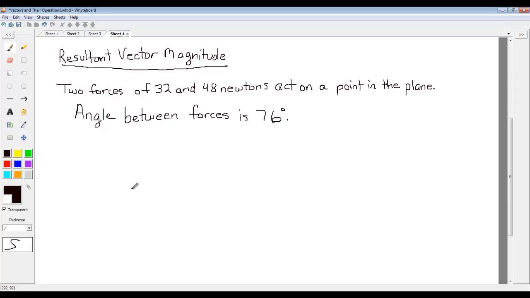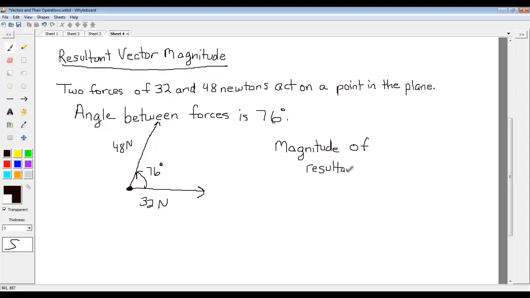So you have this point, this load or whatever, and you've got the 32 newtons. The other vector, you've got the 48 newtons. And you know the angle between is 76 degrees. And you're asked to find the magnitude of the resultant vector. Okay, so let's say you have your load sitting here. You've got one rope pulling this direction with a force of 32 newtons, another rope pulling that direction, force of 48 newtons, angle between 76 degrees.